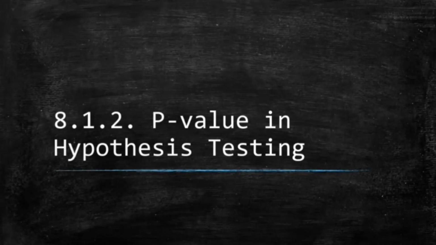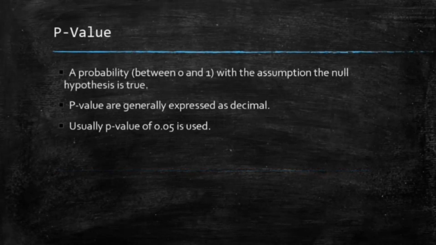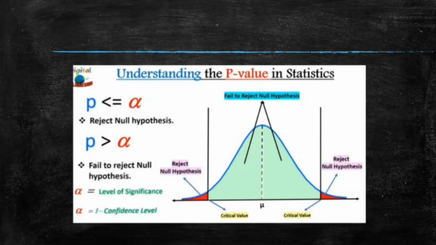P-value in hypothesis testing. The p-value is a probability between 0 and 1, computed with the assumption that the null hypothesis is true. It is the probability of observing a result if the null hypothesis of no effect is true. P-values are generally expressed as decimals. Usually, a p-value of 0.05 is used. In percentage, this is 5%. The p-value is used in hypothesis testing to help you support or reject the null hypothesis. The p-value is the evidence against a null hypothesis.